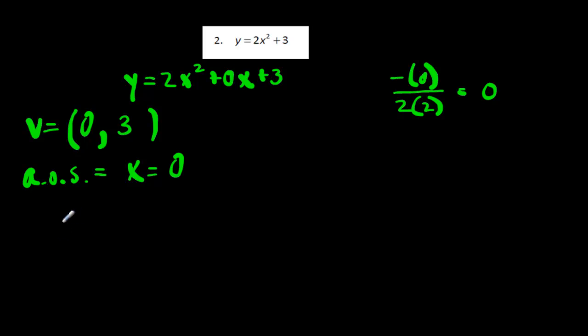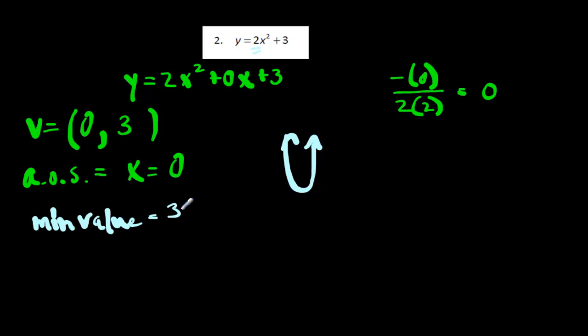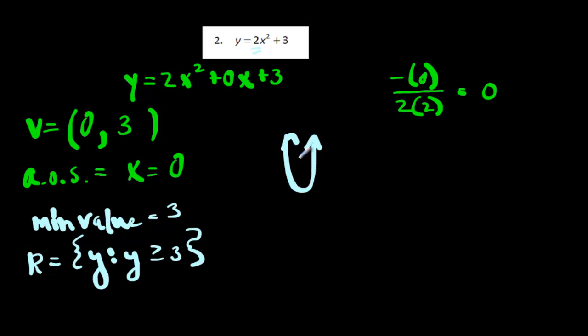Maximum or minimum value. Okay, so is it going to have a max or min? Well, my a value is positive. If it's positive, just like number 1, it's going to have a min value. So my min value is going to be 3. It's the k. It's the y value of the vertex. And they want to know the range. So the range is going to be the set of all y's such that y is greater than or equal to 3. Greater than or equal to because it opens up.